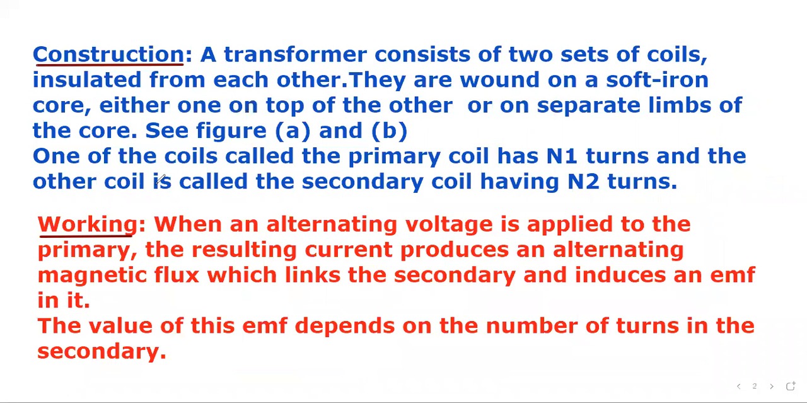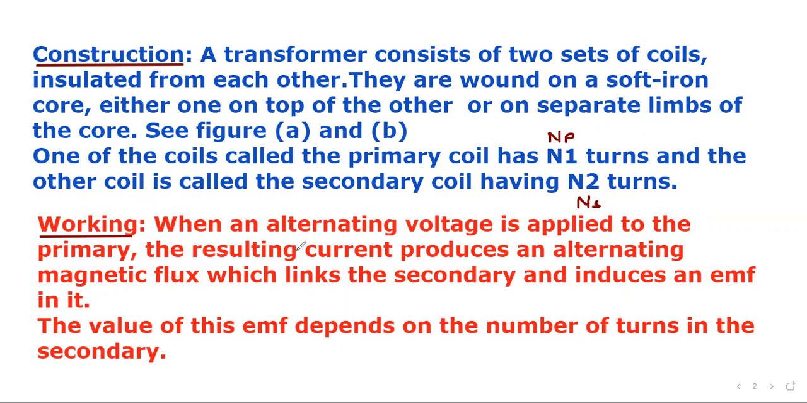Now, let's see construction. A transformer consists of two sets of coils insulated from each other. They are wound on a soft iron core, either one on the top of other or on separate limbs of the core, as we have seen in the two cases. One of the coils, called the primary coil, has n1 number of turns, or we can also denote it as np, and the other coil is called the secondary coil, having n2 turns, or sometimes denoted as ns, secondary.